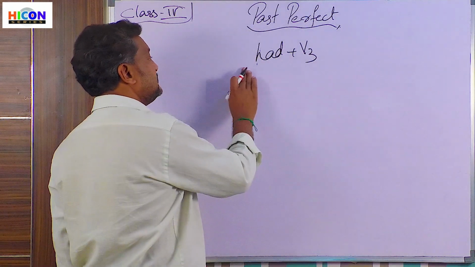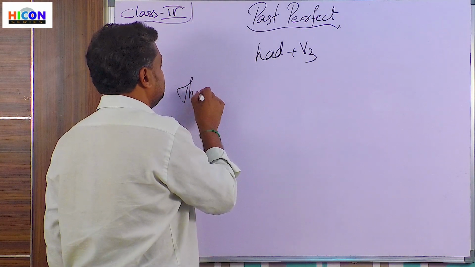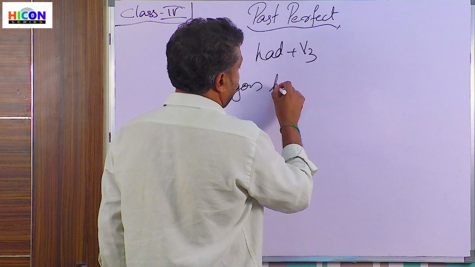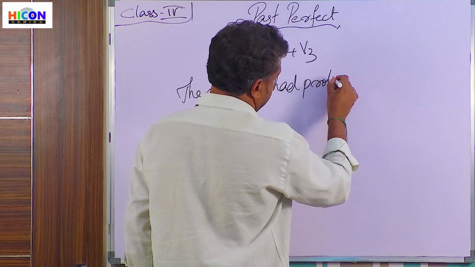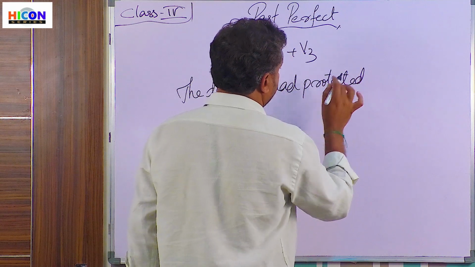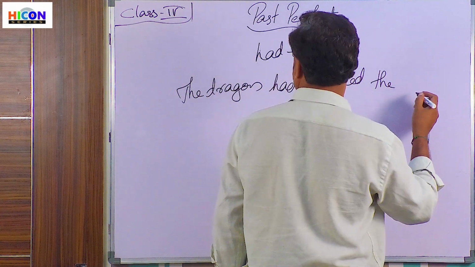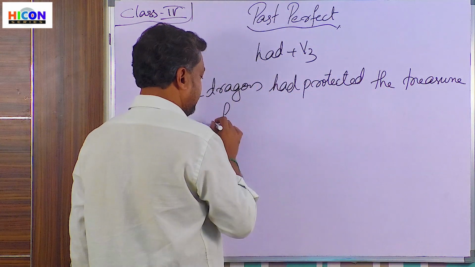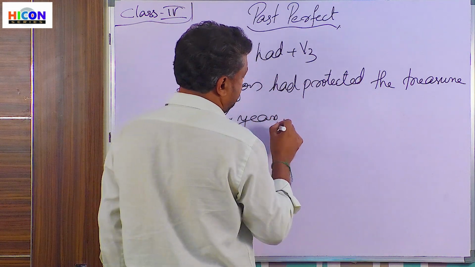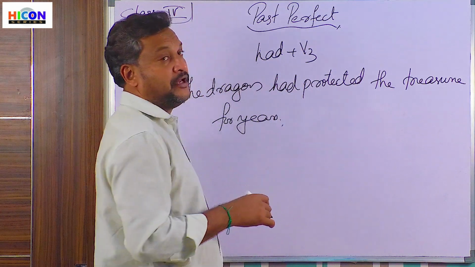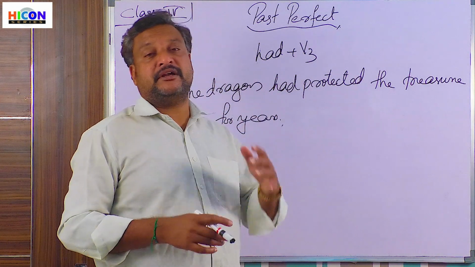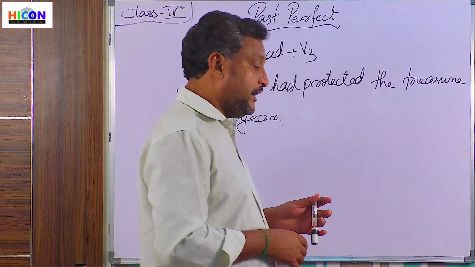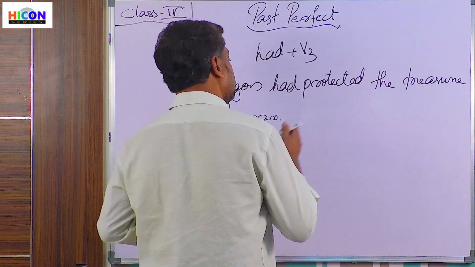Okay, so we can say like, the dragon had protected the treasure for years. Okay, the dragon had protected the treasure for years. The dragon had protected the treasure. Had protected.